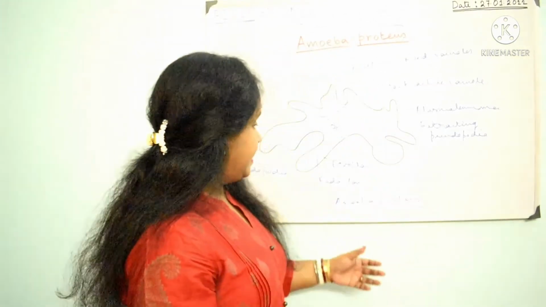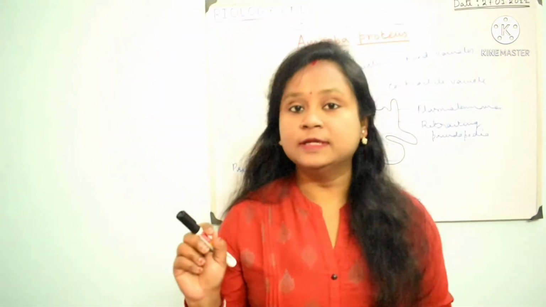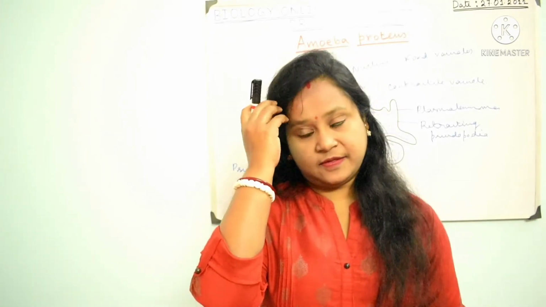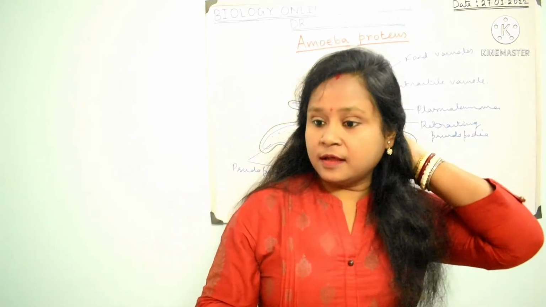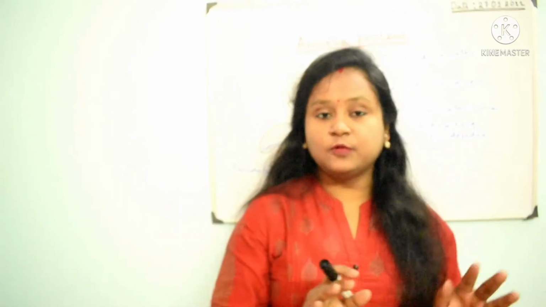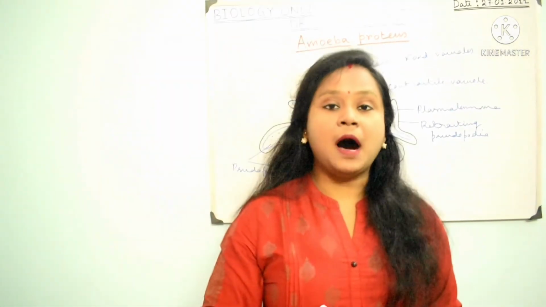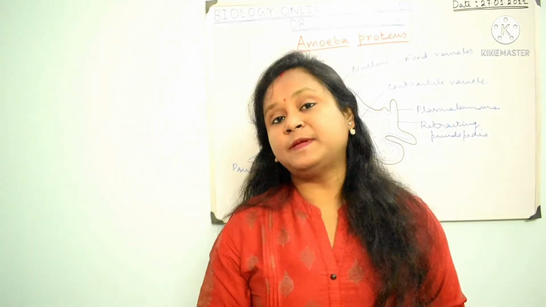Come to the endoplasm layer, the innermost layer. Endoplasm has a granular appearance. It is a heterogeneous mass. Heterogeneous means the density is not equal all over the body. This heterogeneous mass is surrounded by the ectoplasm.